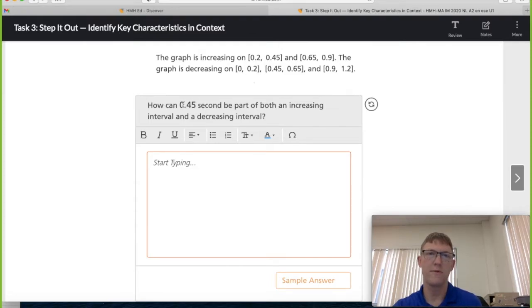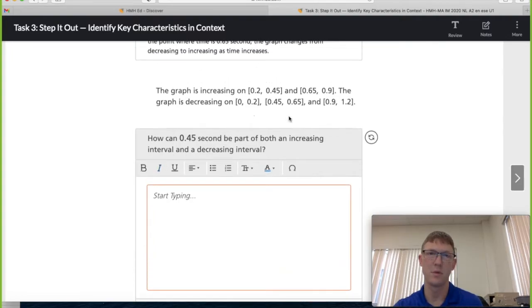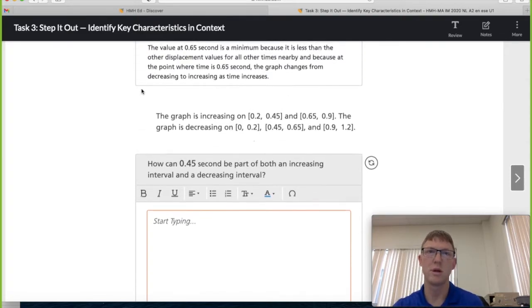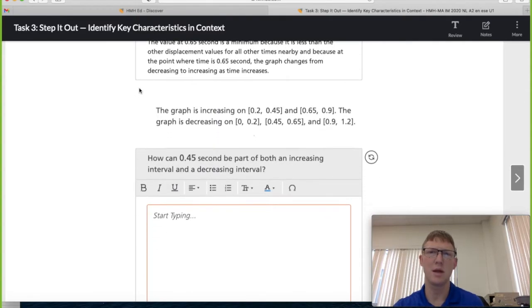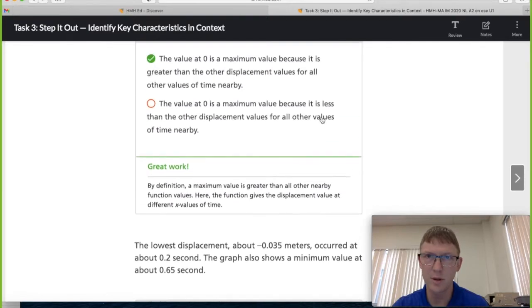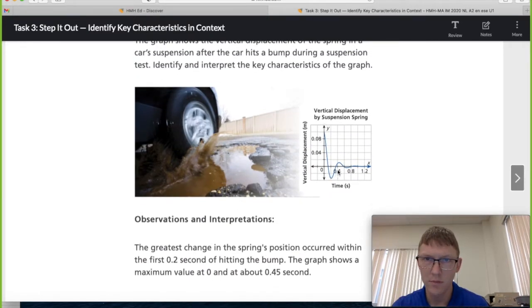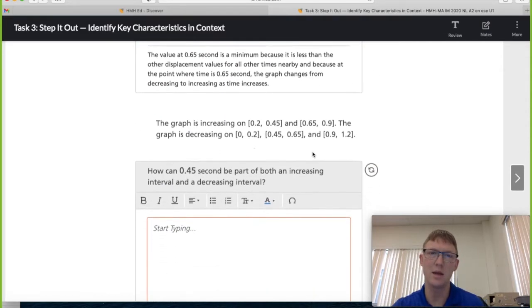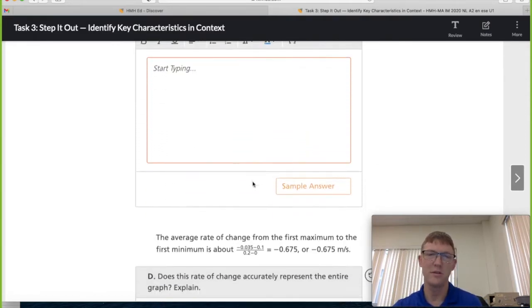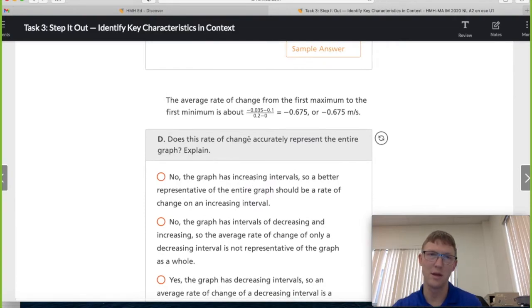How can 0.45 second be part of both an increasing interval and a decreasing interval? Because it's a turning point. I think that's why. And again, typically, I think a lot of times at turning points, like 4 or 5 right here, they would not include that in the actual interval. But in this place it is.